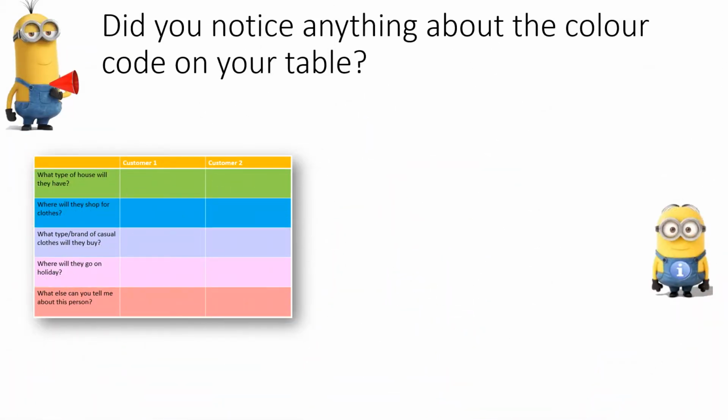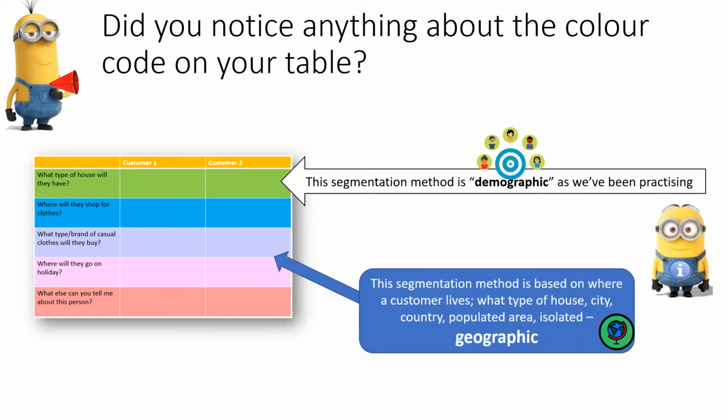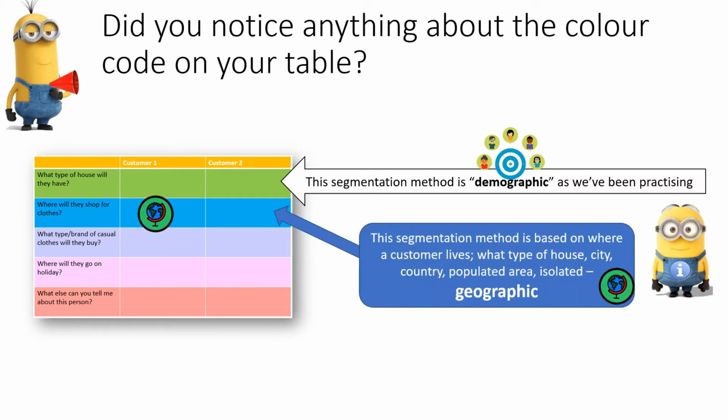Kevin says, did you notice anything about the colour code on the table? Well, here's Dave with the answers. The green one, the segmentation method that you've just completed, is actually a demographic. It's a demographic method of segmenting, and you've just been practicing it. The blue one, this segmentation method is based on where a customer lives, what type of house, city, country, populated area or an isolated area. This is the geographic method of segmentation.